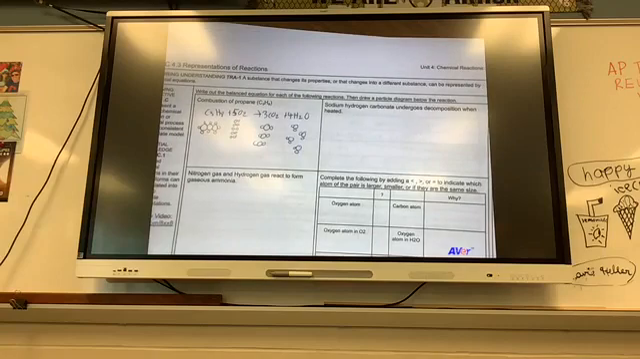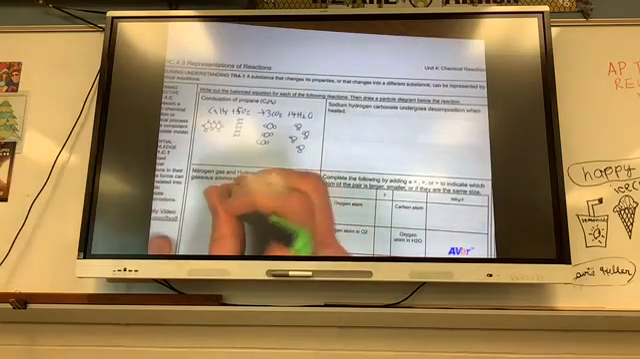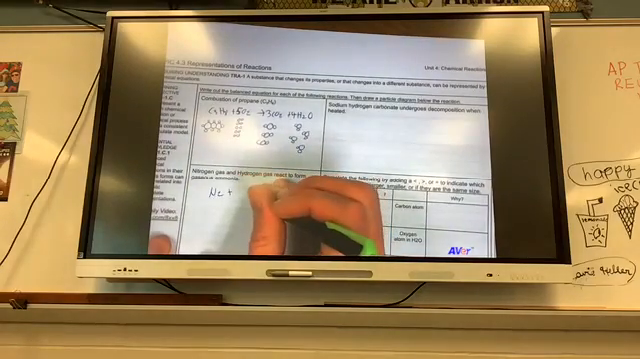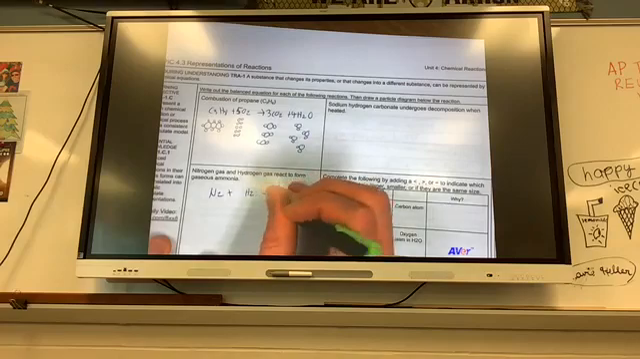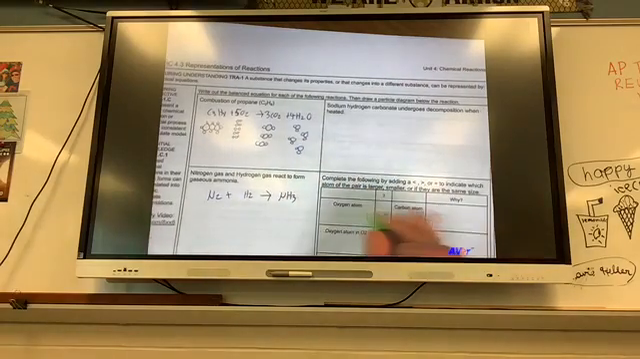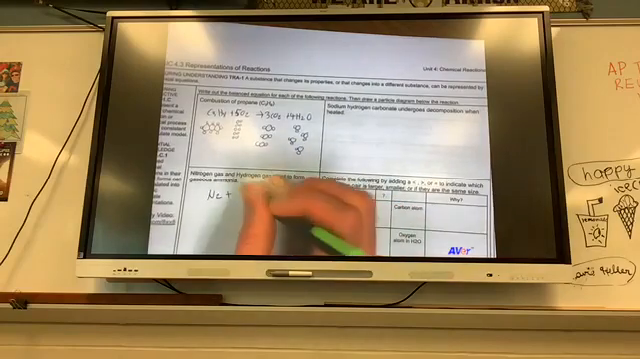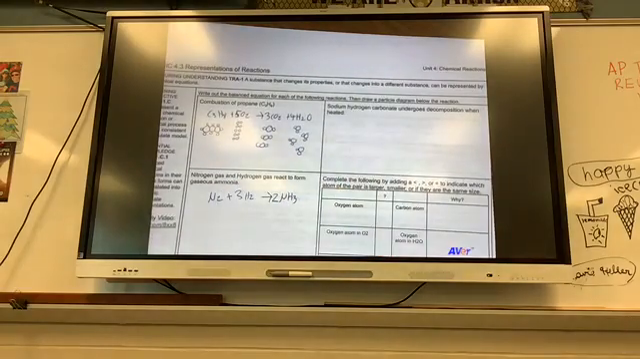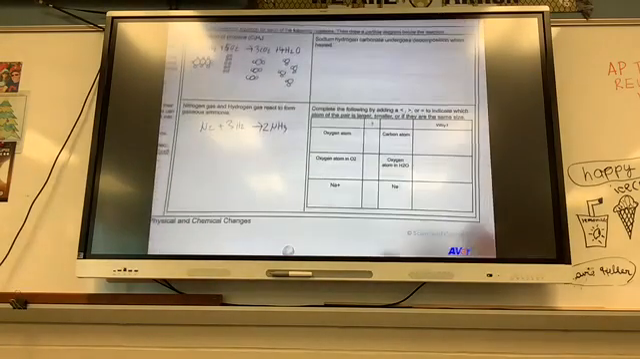I feel pretty good about writing out equations. Do we need to do another one, or can we keep going? Okay. Could you do nitrogen gas and hydrogen gas react to form ammonia? That would be N2 plus H2 gives me what? NH3. And then to balance that, it would be 2, 3. Yes? Okay. All right, good.